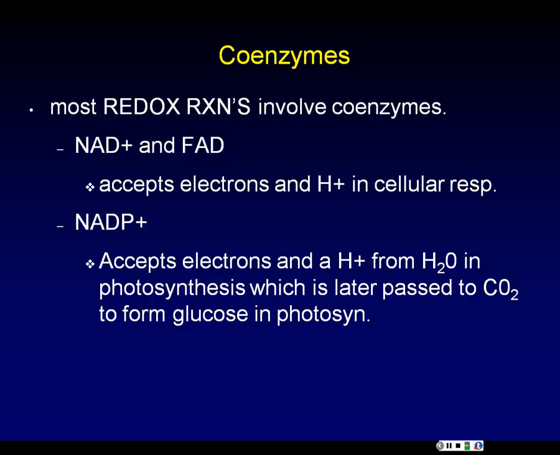And then the NADP, we said, accepts hydrogen ions during photosynthesis, passes them over to carbon dioxide in order to form glucose. So NADP plus is the oxidized form. NADPH is the reduced form, okay?